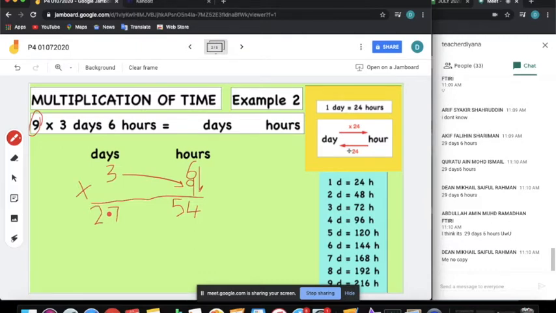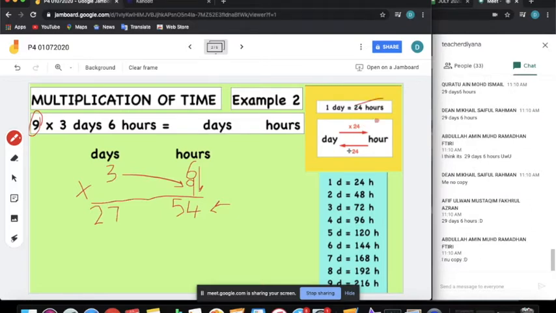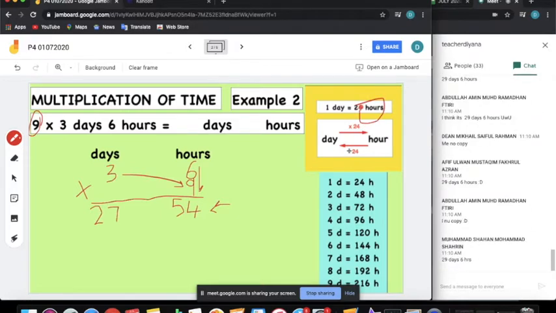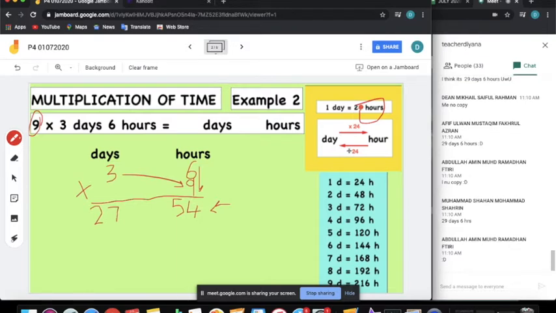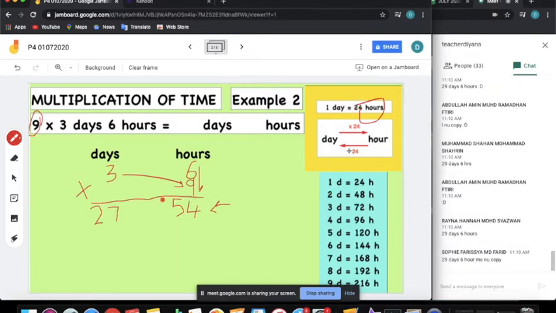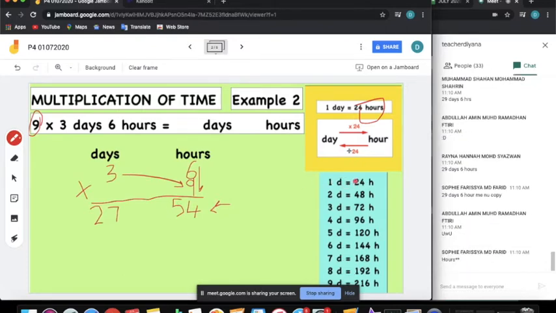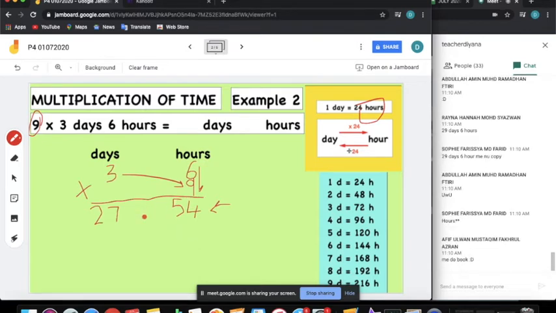Alright, I trust you. 27 days, 54 hours. You cannot end your answer like this. Like I told you. 54 hours is more than 24. So P4, good. Who is still writing the notes? Look at. So teacher, 54 hours. You look at your formula here. How many hours can I bring to convert into days?